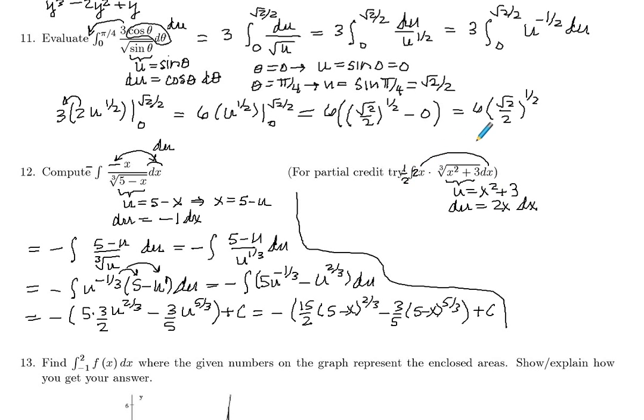So now 2x dx. Now we've got our du. So multiply by what you need and then compensate.